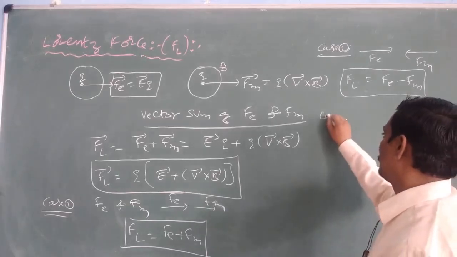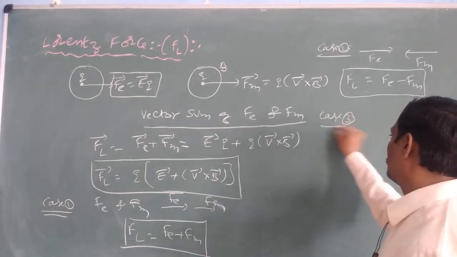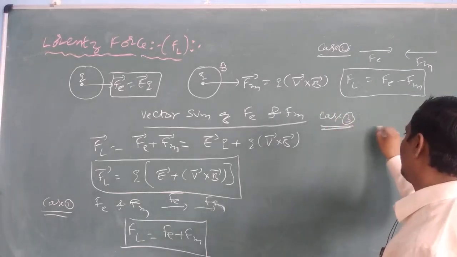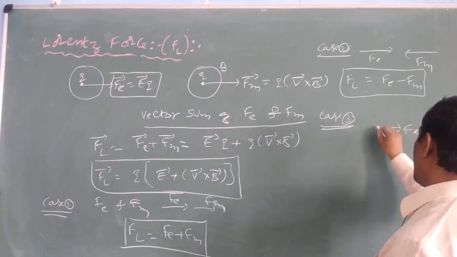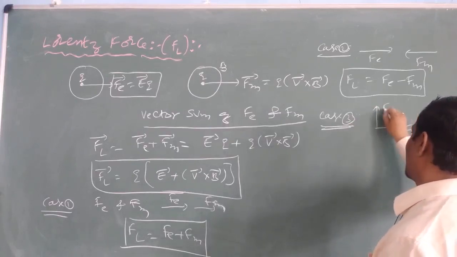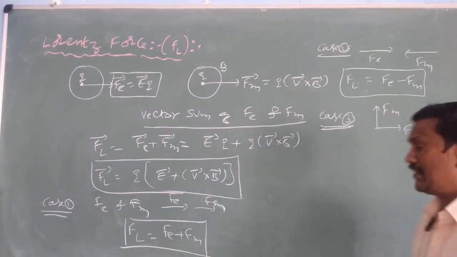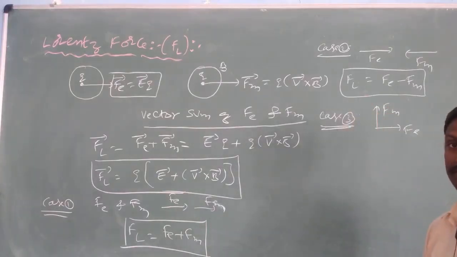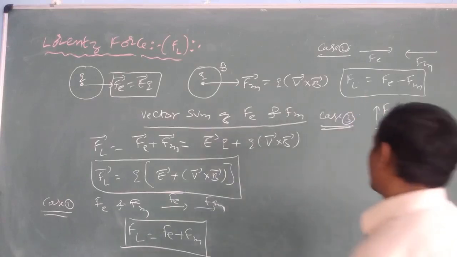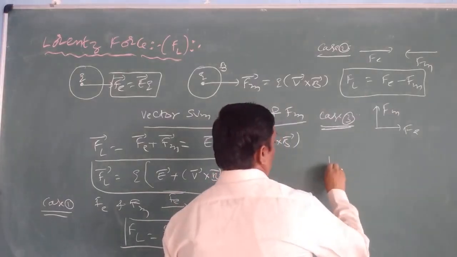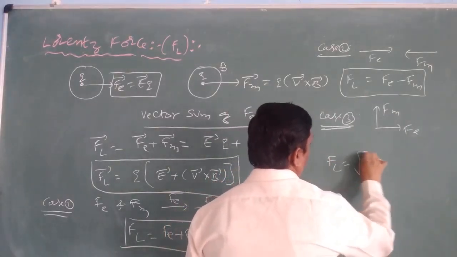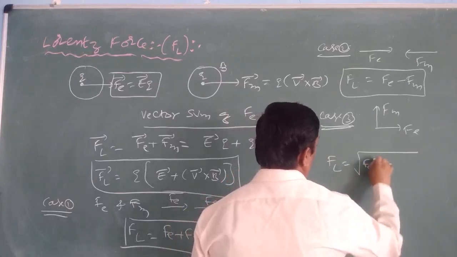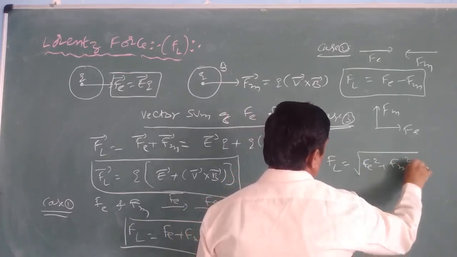Or case 3, if electrical force and magnetic force are acting in perpendicular directions, electrical force is acting in one direction and magnetic force is acting in a perpendicular direction. If two forces are acting in perpendicular directions, then the resultant Lorentz force is the square root of Fe square plus Fm square.